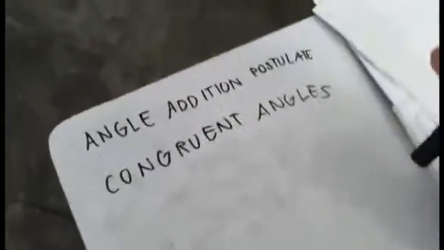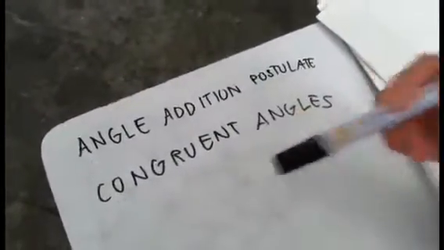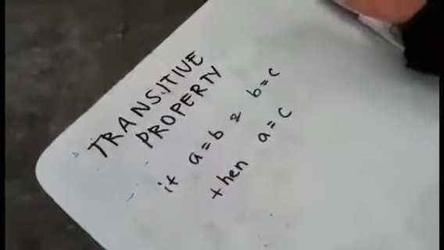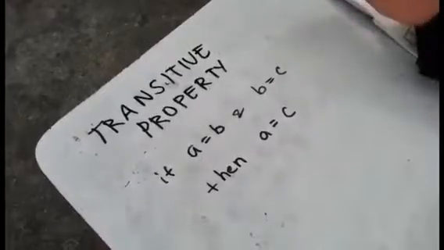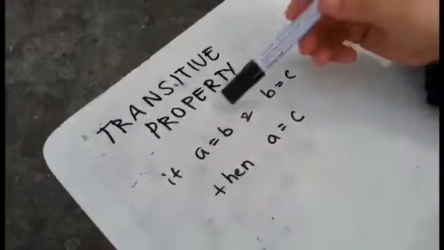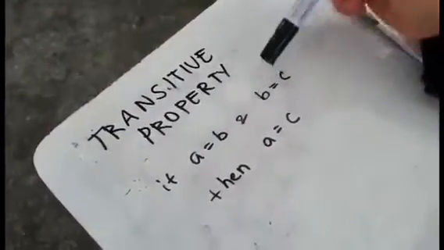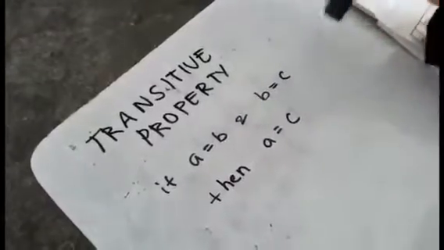Congruent angles are easy to explain because the measures of the angles are equal. The transitive property is also another concept you can use for congruent angles. It states that if A is equal to B and B is equal to C, then A is also equal to C.